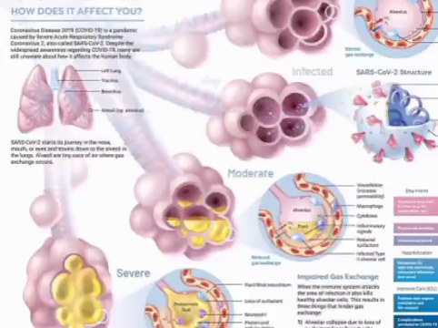Moderate infection. In moderate infection, the alveolar sac is filled with some amount of protein-rich fluid and reduced surfactant, which leads to reduced gaseous exchange.